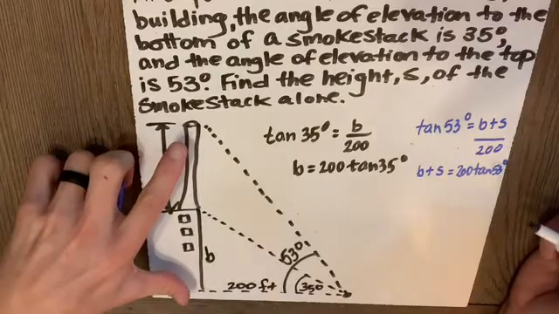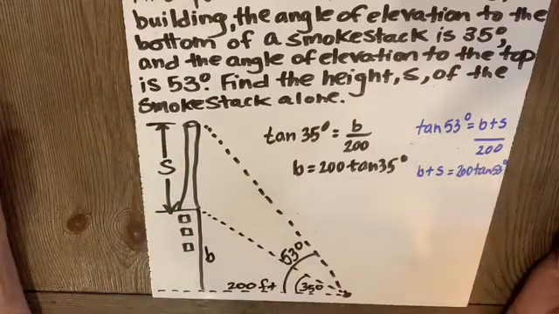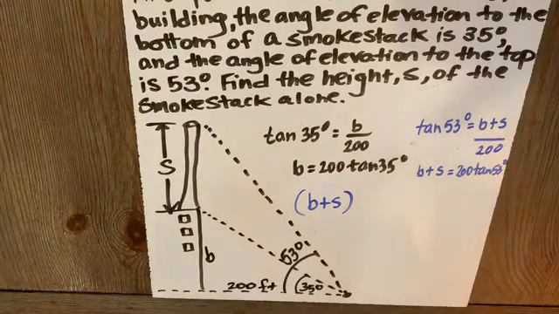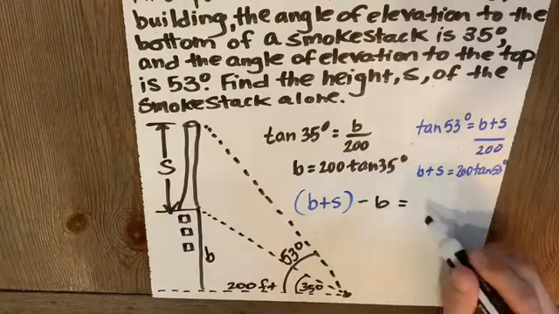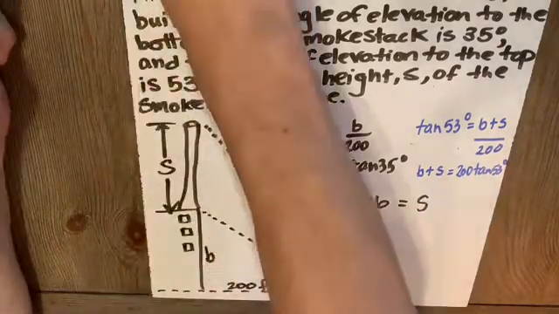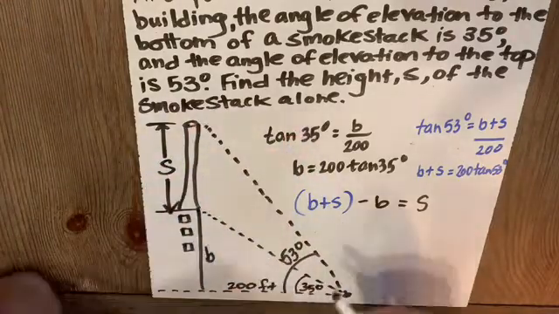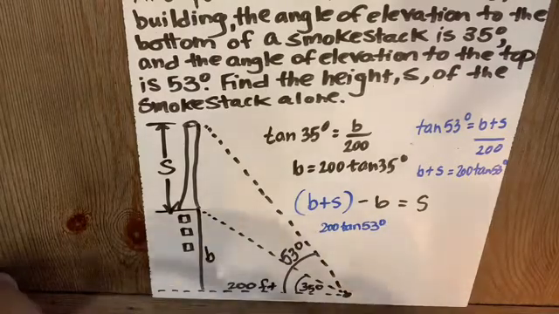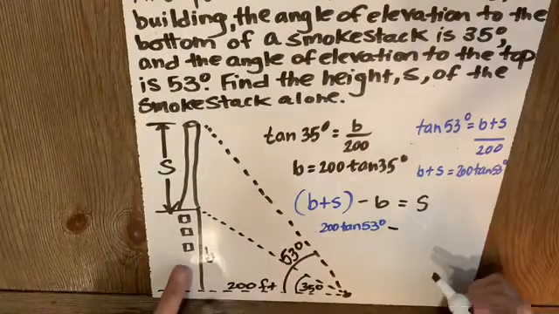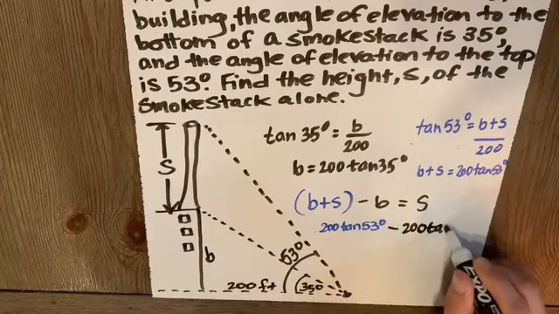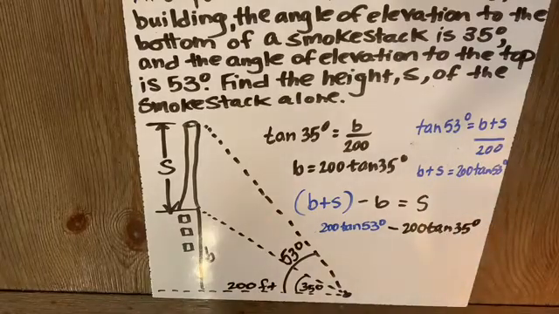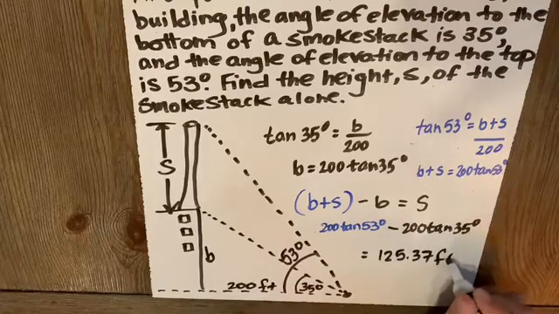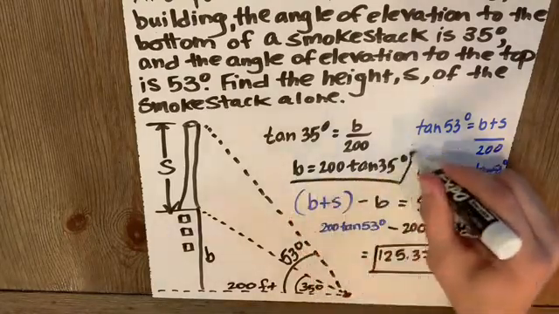So I've got this distance and this distance. So if I do B plus S minus B, then I'll be left with just the height of the smokestack, S. So B plus S, that's this distance here, is 200 tangent of 53 degrees, and I'm going to subtract from that the height of the building, which was 200 tangent of 35 degrees. Now, make sure your calculator is in degrees. And when you do that, you'll get about 125.37 feet.